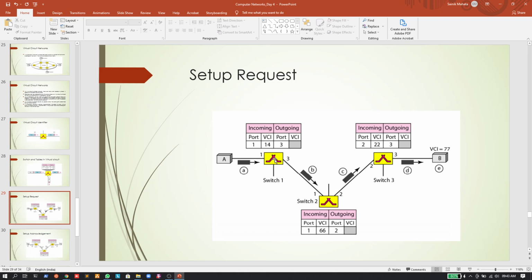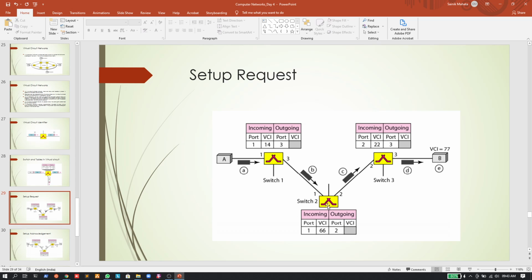So again, if I look at the routing table of this switch number 1, we can see on the incoming side that the port number is 1 and the VCI is 14. Now how do we calculate this VCI? We will come to this later. Again, we can see that from port number 3 of this switch 1 a packet is outgoing. On the outgoing side there is port number 3, but the VCI is missing now. How do we calculate the VCI? We will see later.